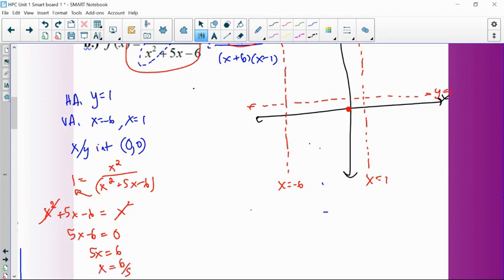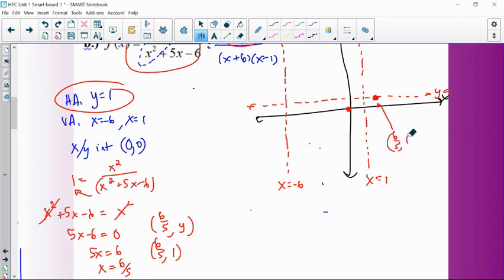So there's my cross point. The x value is 6/5, and you might be wondering, what's the y value? Well, since it's crossing the horizontal asymptote, you know that the point is 6/5 comma 1. So we're finding that point right there. That point right there is 6/5 comma 1.